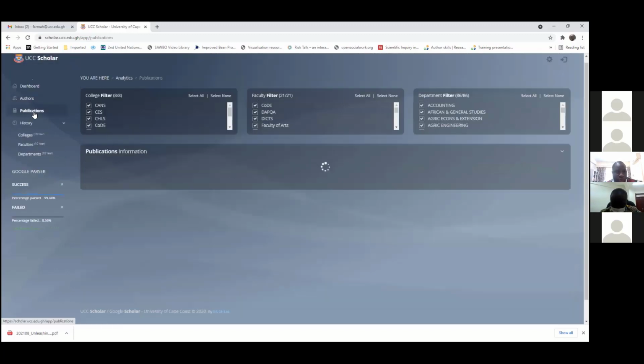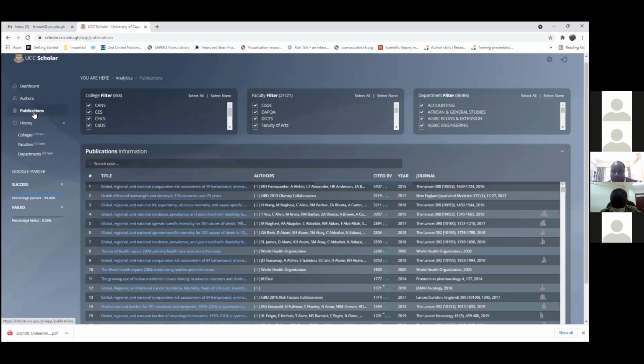Now, you can move beyond that and search by specific publications. When you do that, it shows us that this paper is the most cited, and that paper was published in 2016 in the Lancet, and it has accrued 5,407 citations. So this gives us an indication of what is happening.